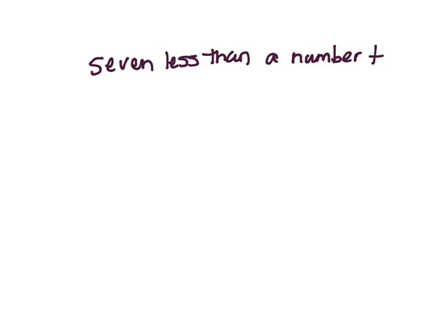Okay, 7 less than a number t. Well, less than is a turnaround word, so we're going to flip it around, and it says less than, so I'm going to subtract. So I know I'm subtracting, but instead of saying 7 minus t, I'm going to say t minus 7 because it is a turnaround word.